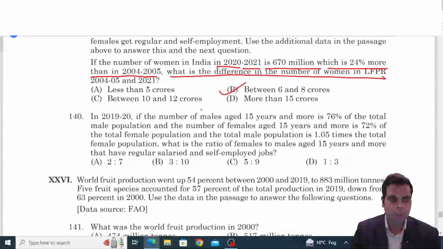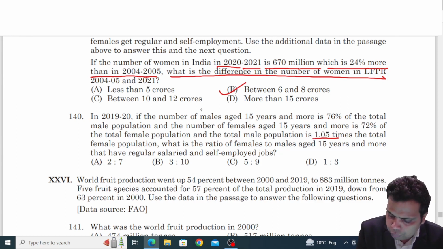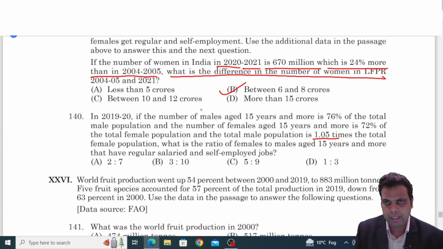Now question number 140 says, in 2019 to 2020, if the number of males aged 15 years and more is 76% of the total male population, and the number of females aged 15 years and more is 72% of the total female population, and the total male population is 1.05, just consider it as 1 times. 1.05 is considered as 1 times. It means the ratio will be the total female population. What is the ratio of female to male 15 years ago?